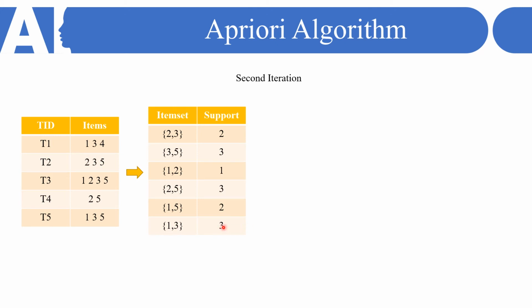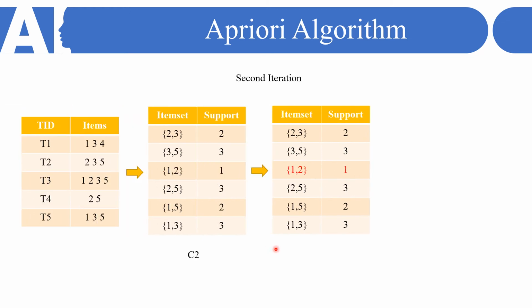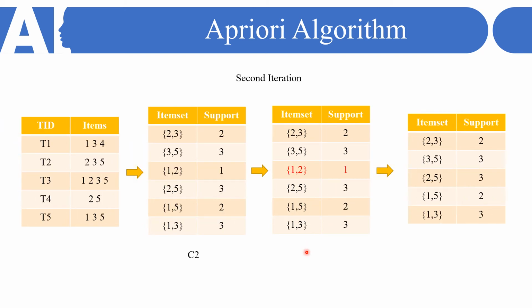Now again we are going to check whether the value of the support is less than 2 for which item set. So it is less for this. So we can denote this by this red color, and then you can see this is the only row where we are having the value less. So the final table will be like this.